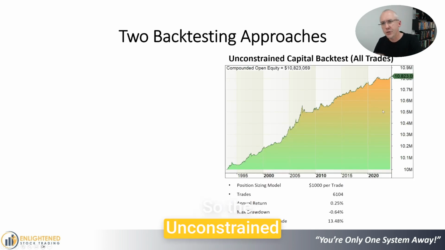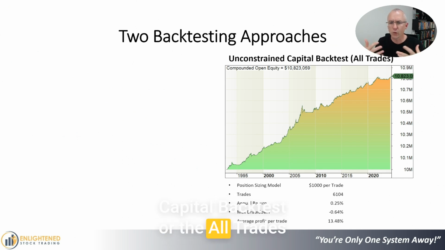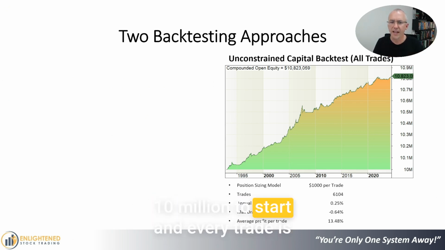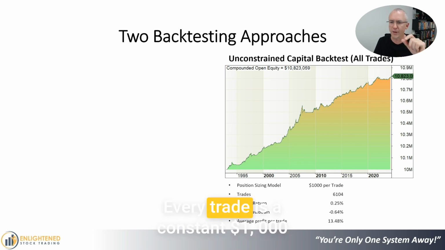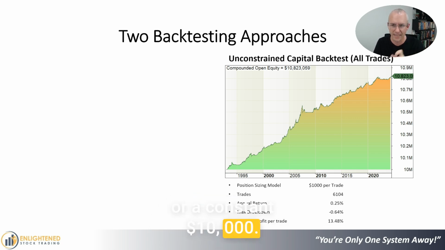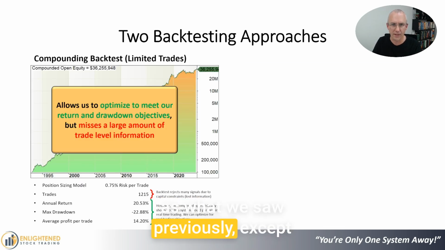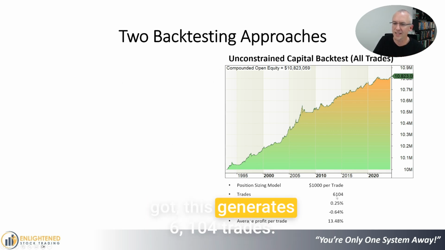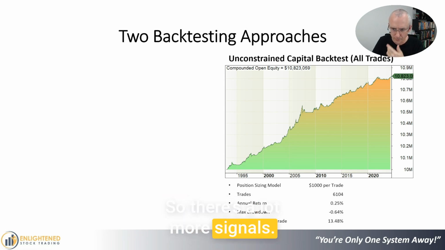So the unconstrained capital backtest, or the all trades backtest, this is where you tell the backtesting software, have $10 million to start, and every trade is going to be small. Every trade is a constant $1,000 or a constant $10,000. And so this is the same rules as what we saw previously, except when we run an all trades test, this generates 6,104 trades. So there's a lot more signals.